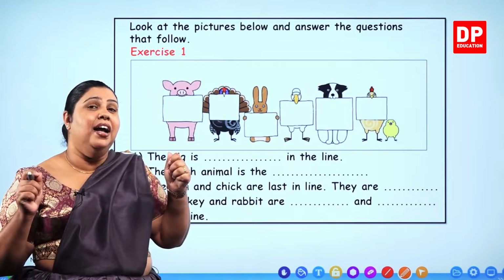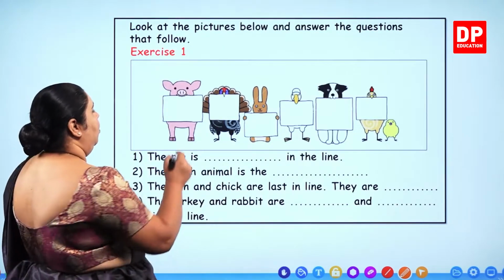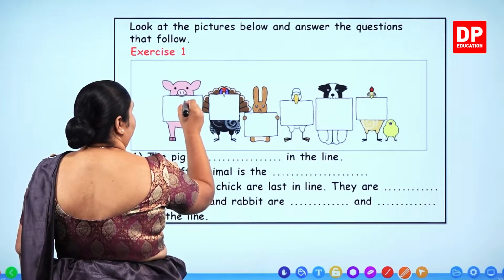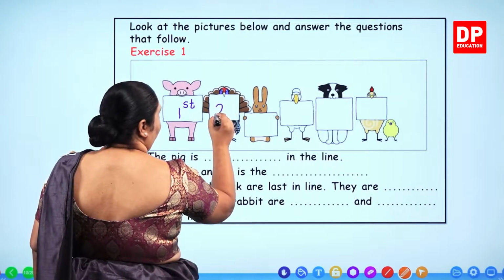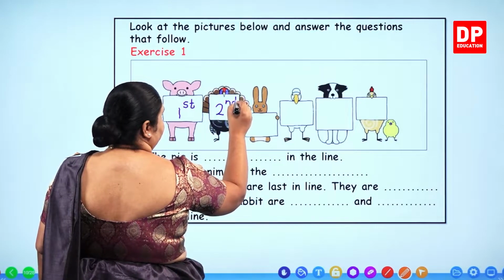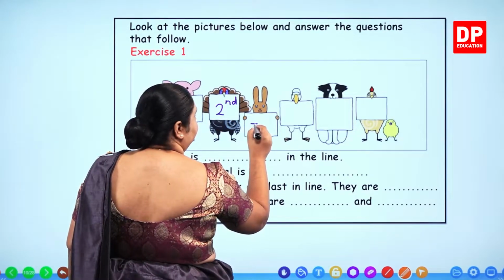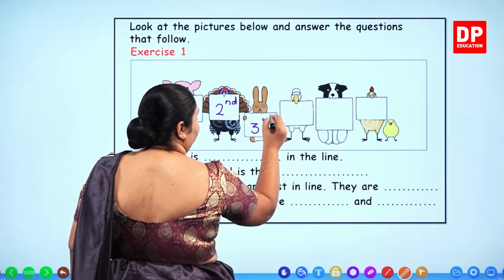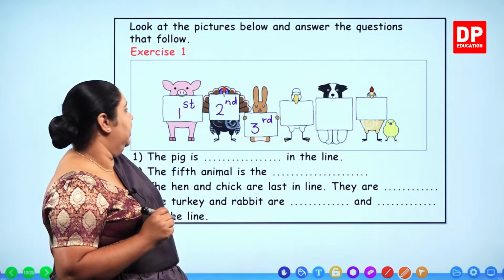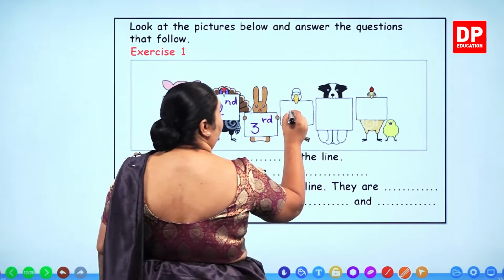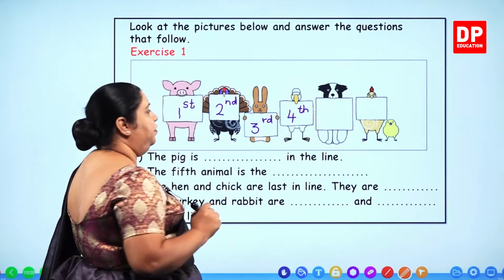They are holding their number cards. So now shall we write the numbers for them? Now we'll write first, 1 ST, 2 ND, second, third, 3 RD, third. Then the next one, fourth, 4 TH, fourth.